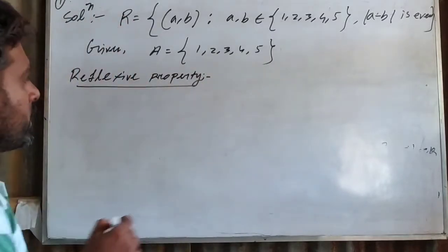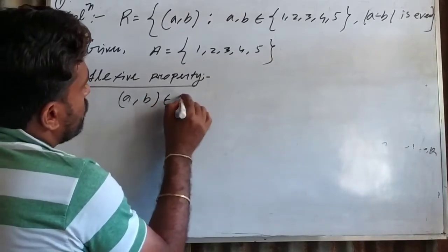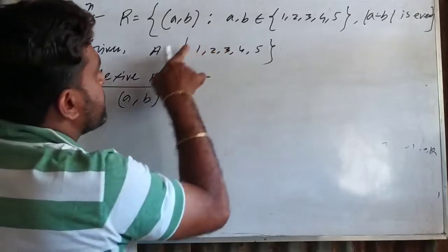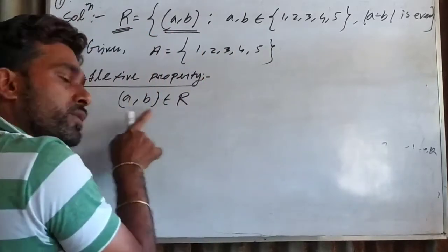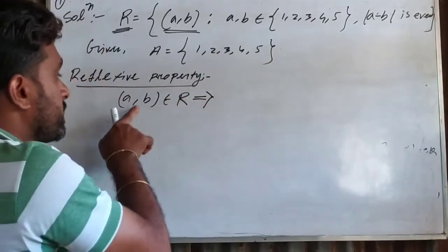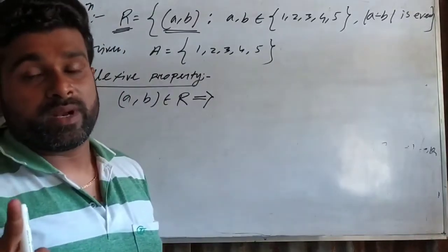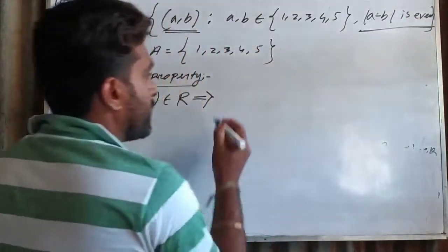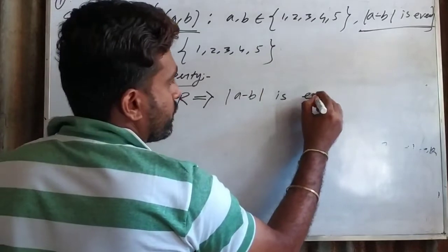Reflexive property. Okay? Now, here (a, b) belongs to R. This ordered pair belongs to this relation set. Here it is given, you can see this ordered pair belongs to this relation set. Here you can write this line. So this implies that when this ordered pair belongs to this relation set, one condition is given, and the condition is what? This part is the condition, and the condition is what? a minus b is what?